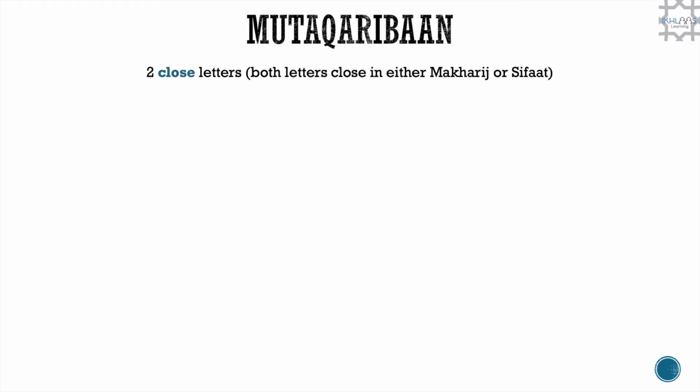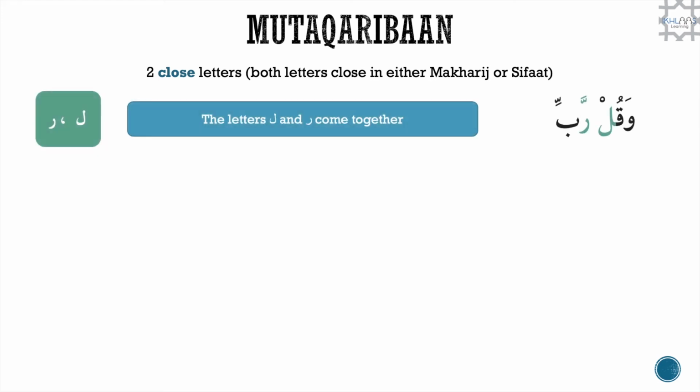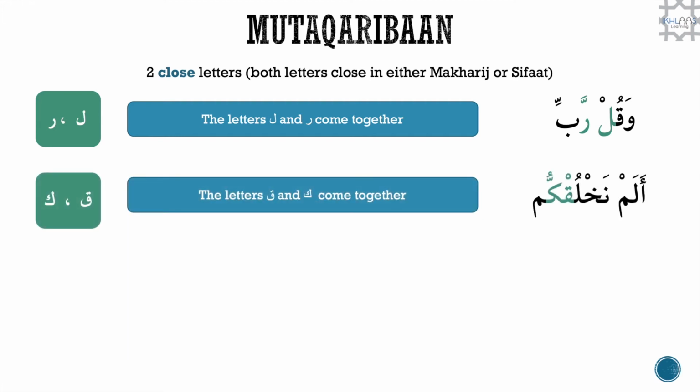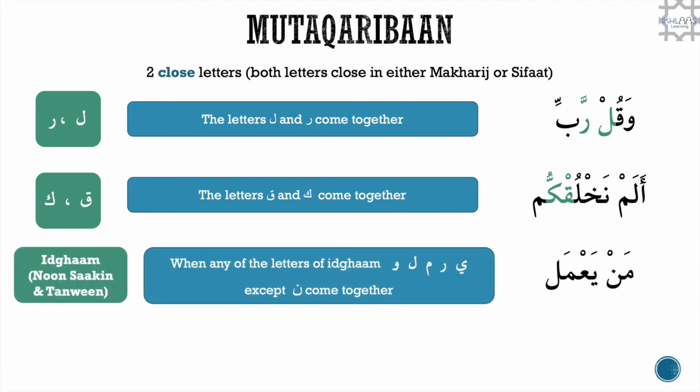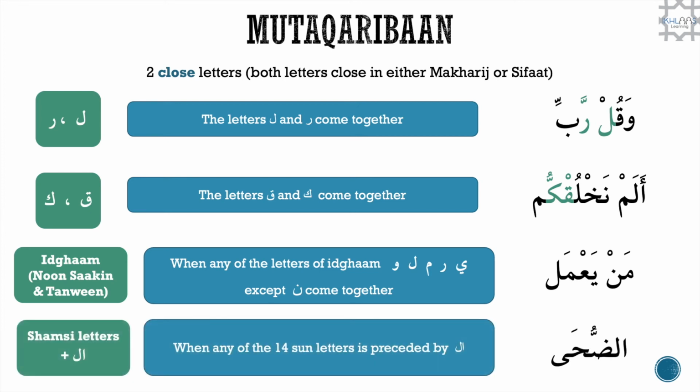Our third concept is Mutaqaribaan. This is where two close letters, both letters are close in either makharij or in sifat. These are categorized where the letter lam and the ra come together, the letter qaf and the letter kaf come together, and when any of the letters of idgham apart from the letter noon come together, which means ya, ra, mim, lam and waw. And the fourth is shamsi letters, when any of the 14 sun letters are preceded by the word al.